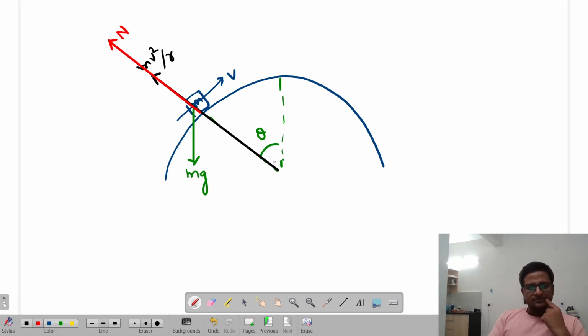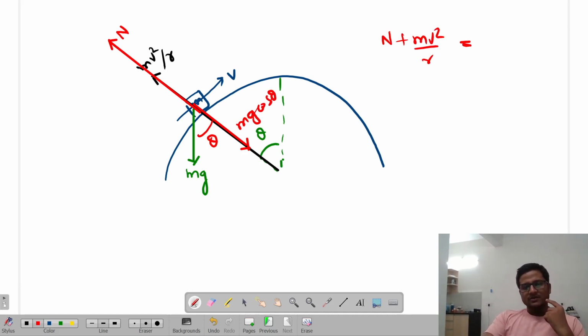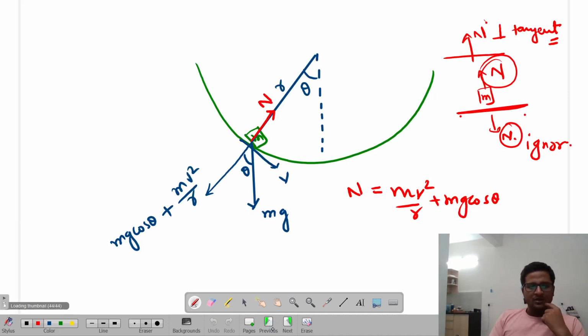So this angle will be theta, right? So mg will have a component in this direction, which is mg cos theta. So basically I can write that if the body is in contact, n plus mv square by r must be equal to mg cos theta or not? Yes. So basically this normal is mg cos theta minus mv square by r. Are you able to understand me?